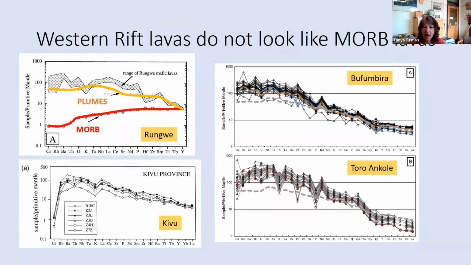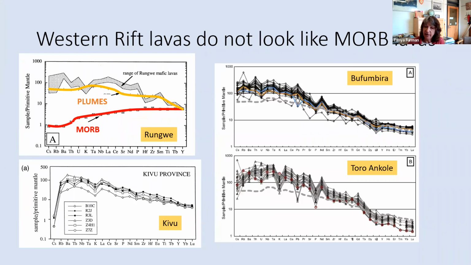The top left shows us Rungwe, and the lavas there have a pretty narrow range, but it goes up and down and up and down and up and down. In the Kivu province, it's more smooth, but it still doesn't look like anybody we find in the rest of the world. Bufumbira in the Virunga province and Toro Ankole, it's up and down and up and down. Oh my God, what do we do with all of this up and down data? Okay.